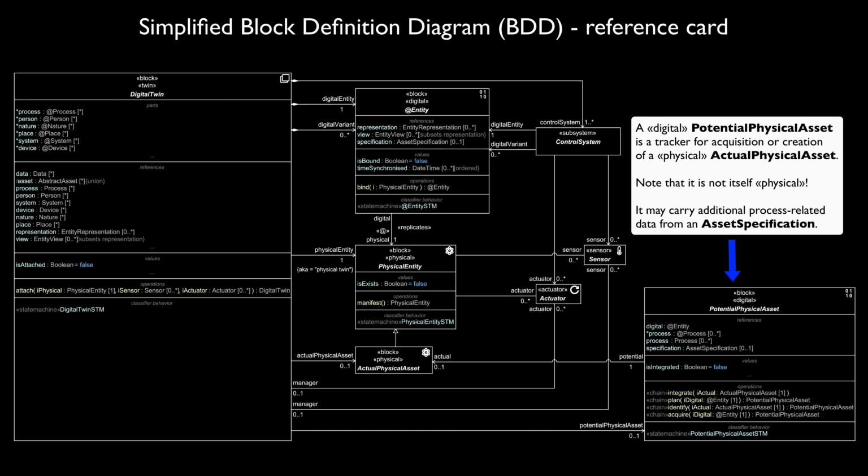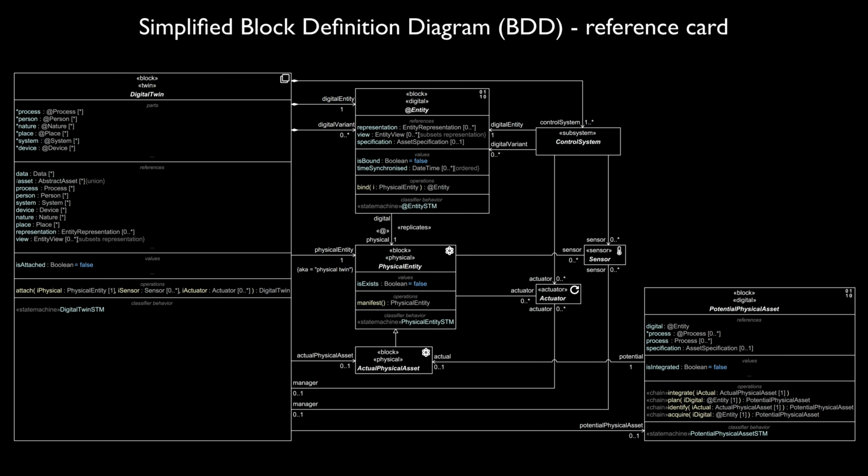A potential physical asset is defined here to be a tracker for acquisition or creation of an actual physical asset. Note that, as defined here in the Webel Twin Pattern, a potential physical asset is digital. It is not itself physical. It may carry additional process-related data from an asset specification.